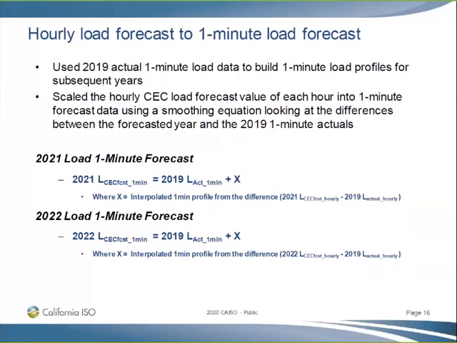And then for 2022, we do the same thing. Jessica and Hong calculate that X for each year, and this is what we use to calculate the binding year, 2021, and then the advisory years 2022 and 2023. We also do a 2020 to see how that aligns with 2021 and 2022. This is how we generate the subsequent years for loads. Slide 17.